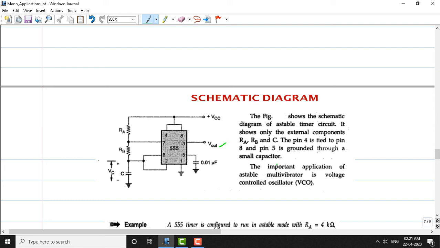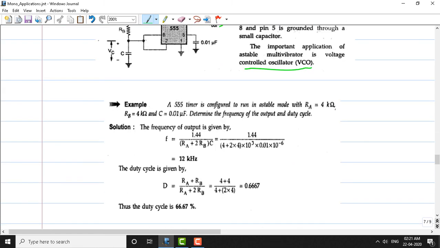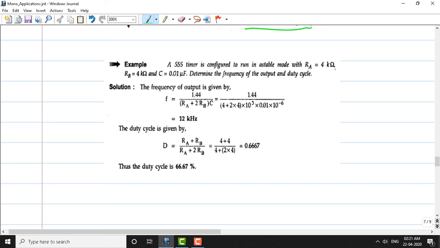There are various applications of this astable multivibrator, but an important application is the voltage controlled oscillator, shortly called VCO. Now let us take one problem on the astable multivibrator. In this example, we need to determine the frequency of operation and duty cycle. A 555 timer is configured to run in astable mode with Ra given as 4 kilo ohm, Rb as 4 kilo ohm, and the capacitor value is 0.01 microfarad. We need to determine the frequency of the output and duty cycle here.